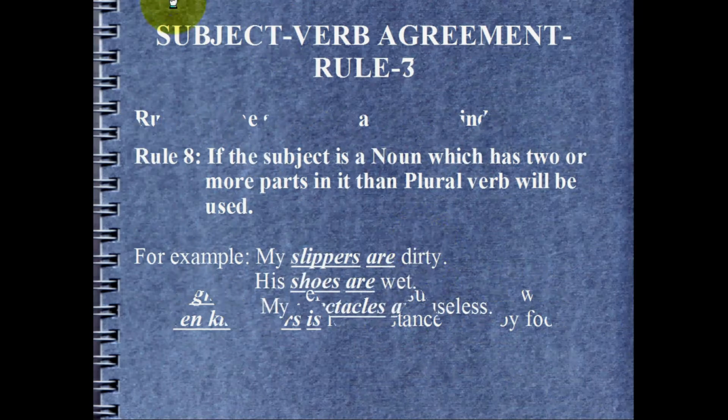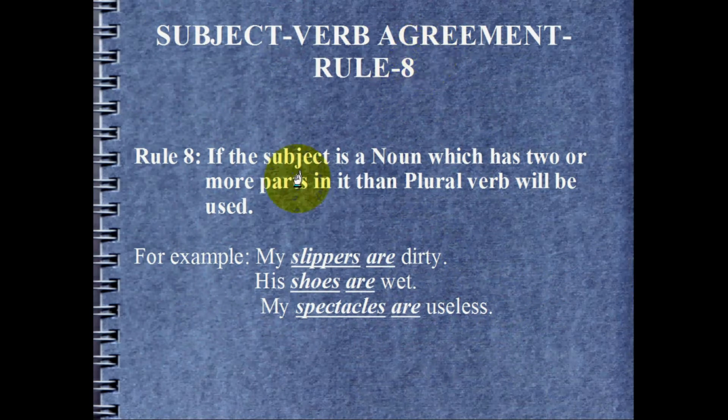And the eighth rule of subject and verb agreement is if the subject is a noun which has two or more parts in it. For example, a pair of shoes, slippers, spectacles, trousers, pajamas. So if the noun has two or more parts in it, a plural verb will be used. My slippers are dirty. My shoes are wet. My spectacles are useless.